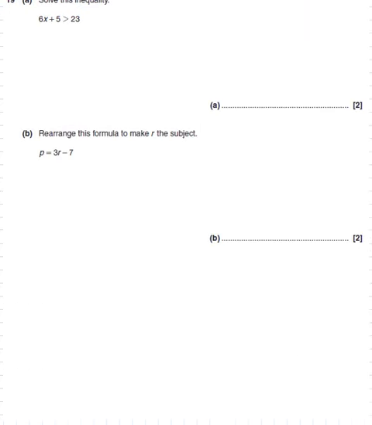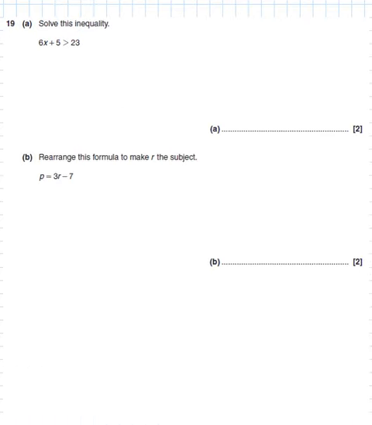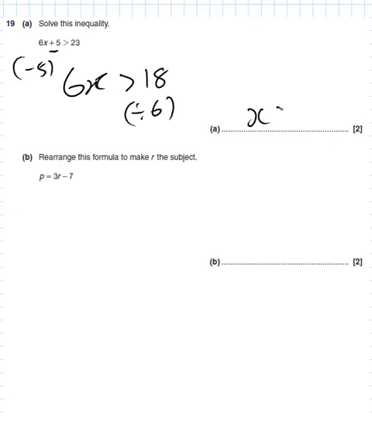Moving on then to 19. We've got an inequality. Just ignore the sign, treat it in exactly the same way as a normal equation to start with. So we're going to take 5 off both sides. So taking 5 leaves us with 6x on that side. Just use the sign there. And then take 5 off. That will then give us 18. So then dividing by 6 on both sides, x is greater than 3.